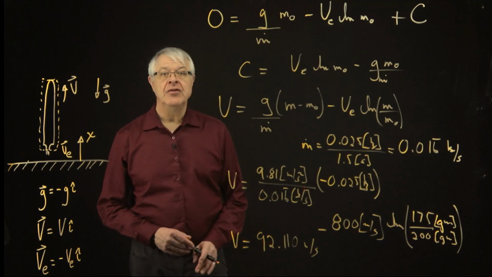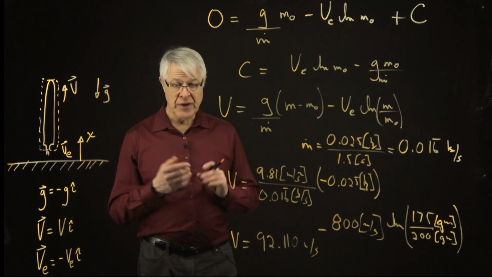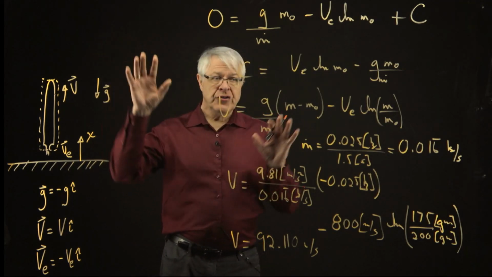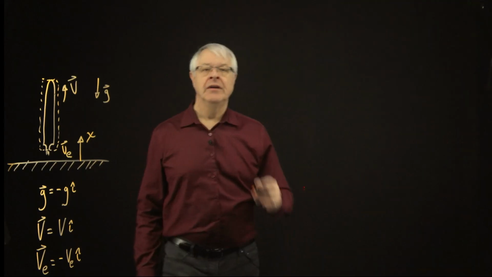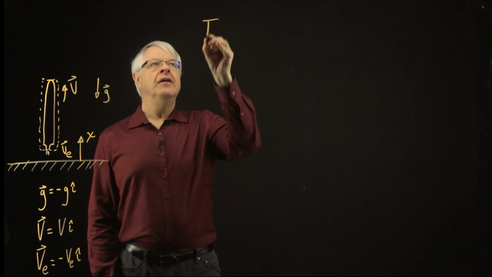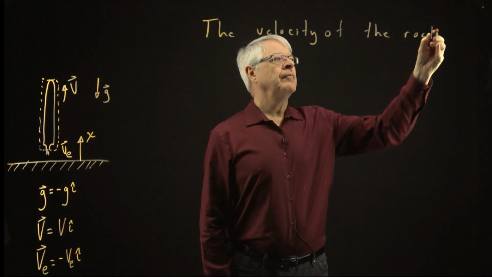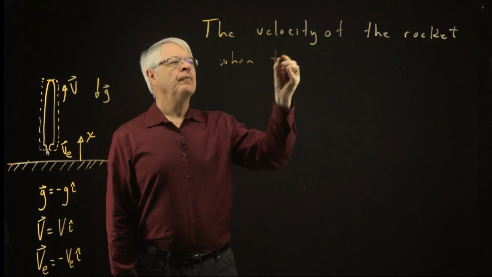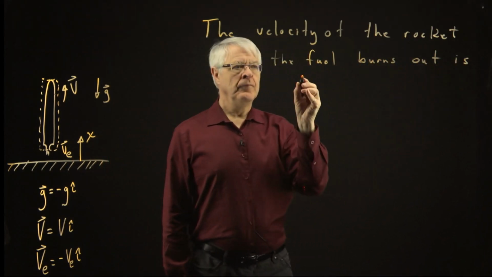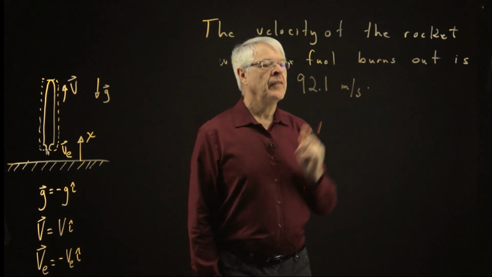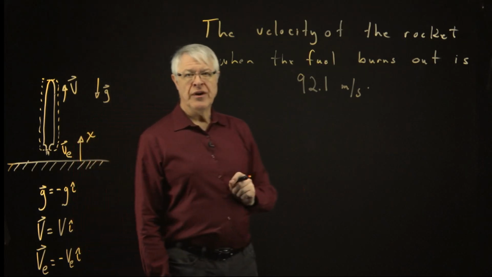So the only thing we have left to do here is write our concluding statement, and then I'm also going to list the assumptions that we made along the way. I haven't been listing them as I go because I don't really have the real estate to do that, but we'll list those all now. So our concluding statement is: the velocity of the rocket when the fuel burns out is 92.1 meters per second.